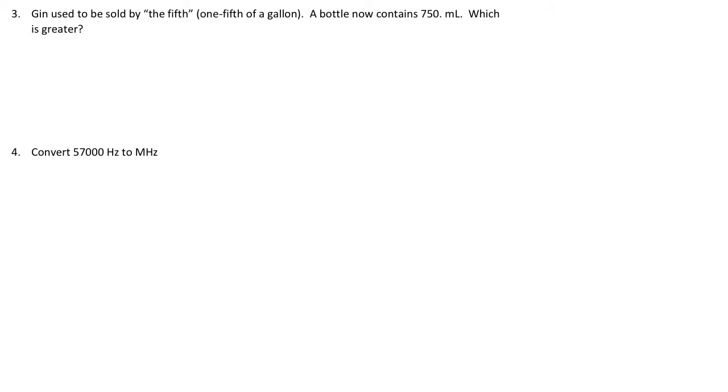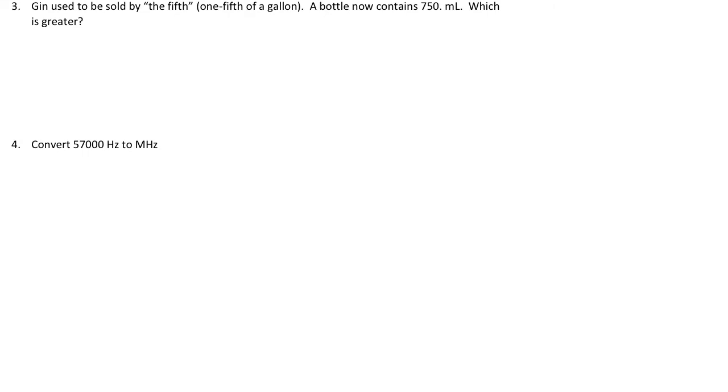Okay, so there are really two ways we can go about doing this. One way is we can convert milliliters into gallons and compare. So we would start with, say, 750 milliliters and then convert it into gallons and then compare that with a fifth of a gallon. Or we could start with a fifth of a gallon, so I'll just write gallons here, and convert that into milliliters and compare. So we could really do either way. Let's go ahead and do the milliliters way first.